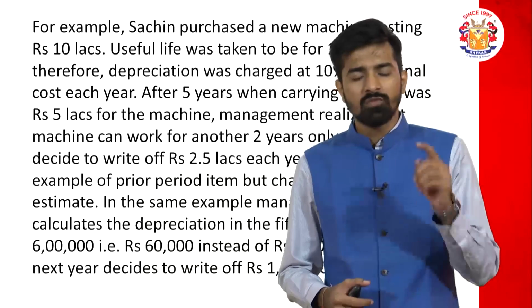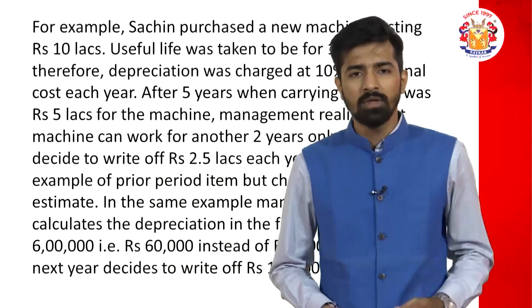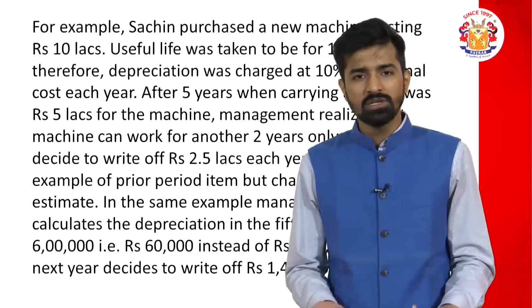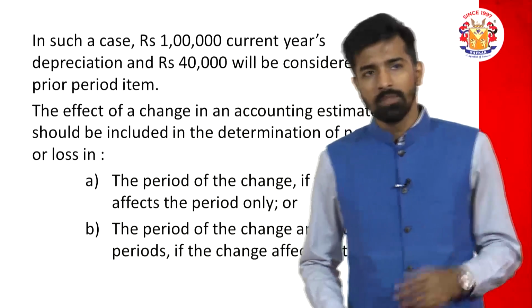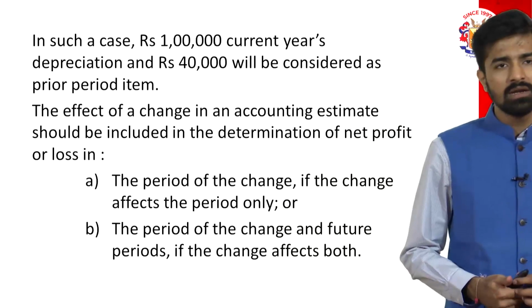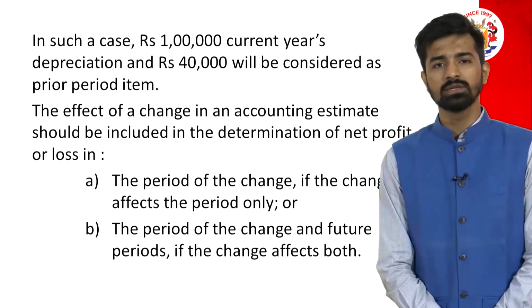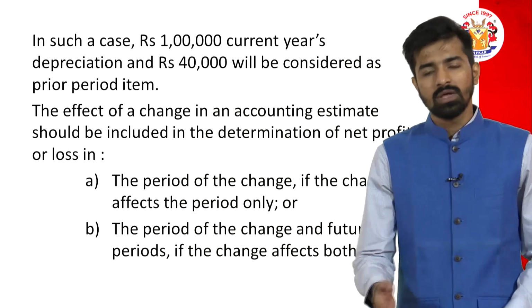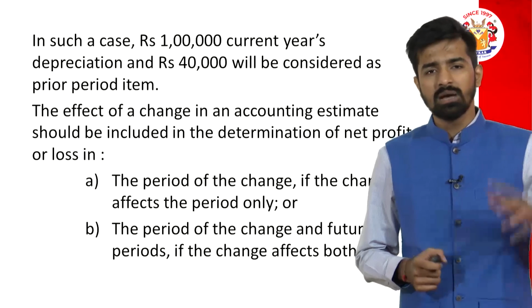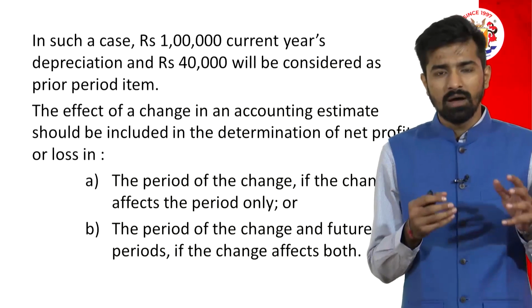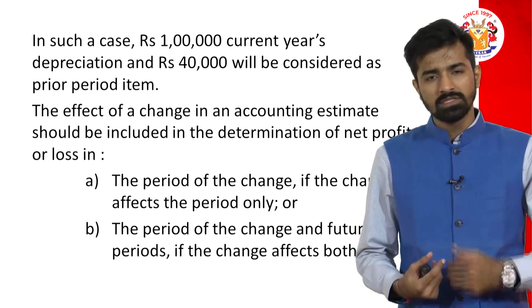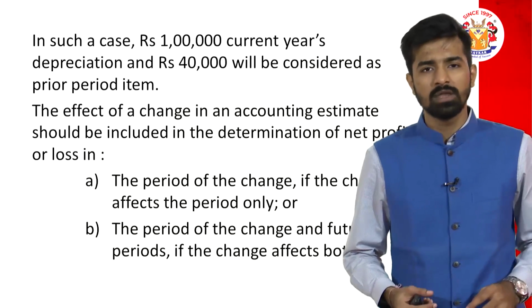So what you have to do is that 40,000 rupees should be shown as a prior period item. 1 lakh is a normal depreciation which needs to be provided, but the 40,000 should be shown as a prior period item. So in such a case, rupees 1 lakh's current year depreciation and rupees 40,000 will be considered as prior period item. So through this example, we learned what is change in accounting estimate and how do we ascertain whether something is a change in accounting estimate or a prior period item.